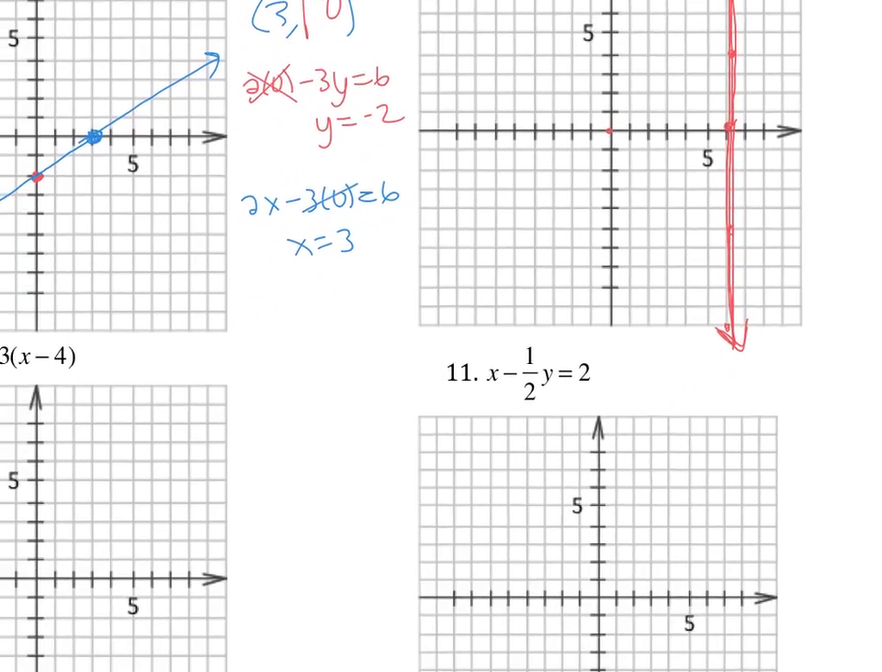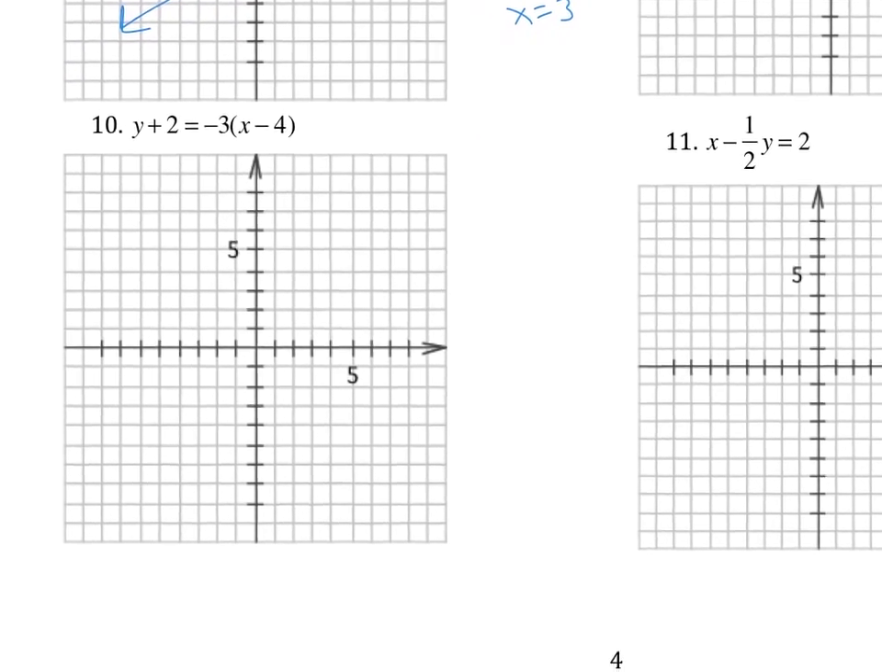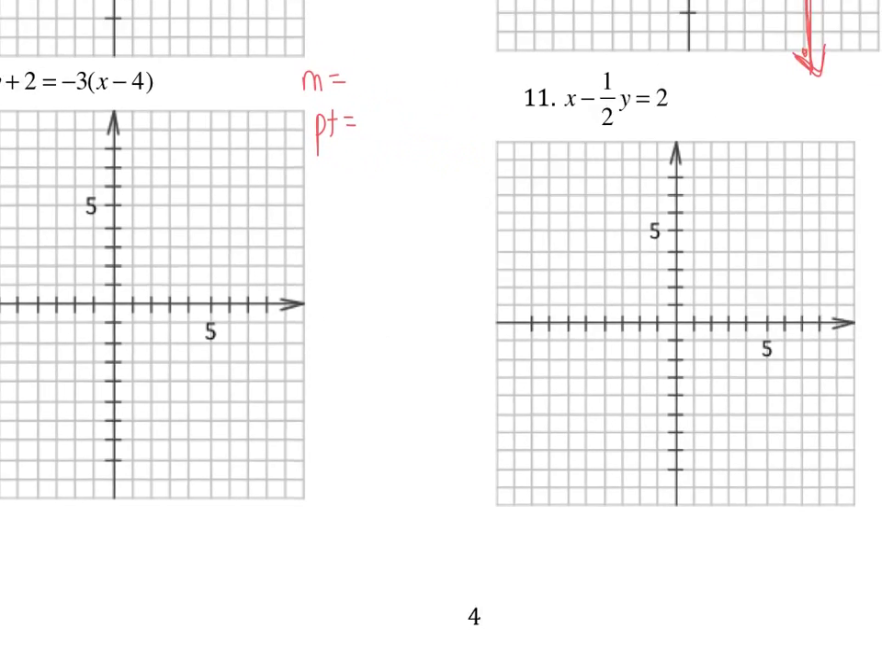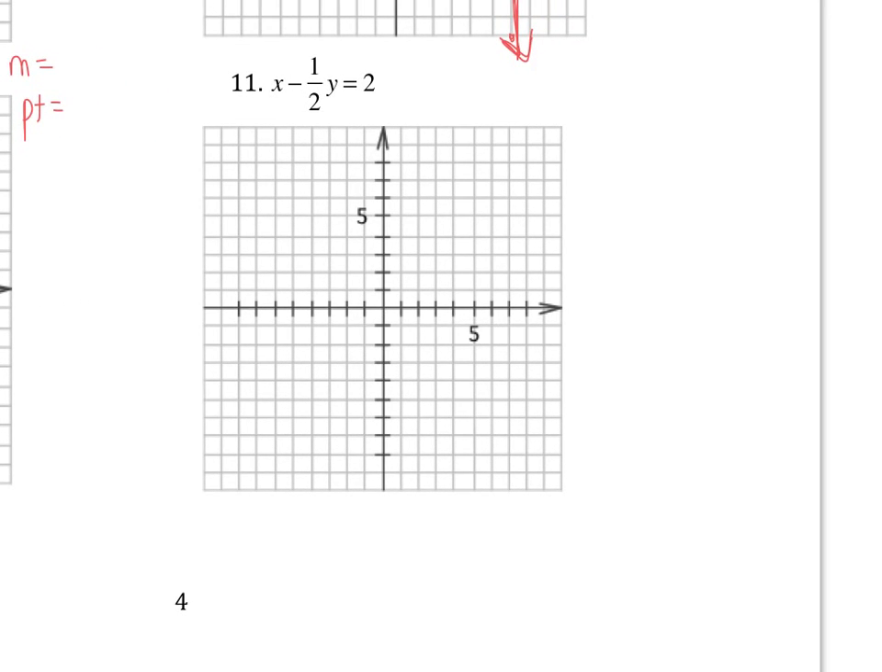Okay. Now, 10 and 11 are for you to do. So 10 is in point-slope form, so you're going to need the slope and you're going to need a point. Remember to flip the signs for your point. 11, on the other hand, is kind of in standard form. So you're going to do an XY chart, put a 0 in for x and a 0 in for y.